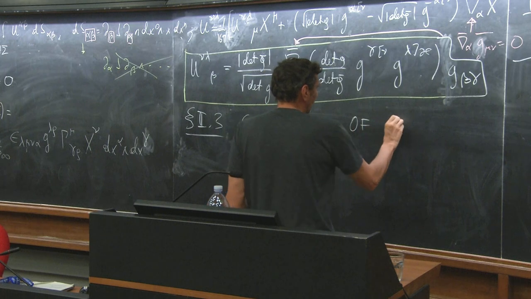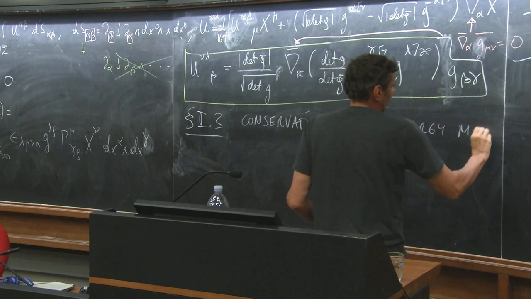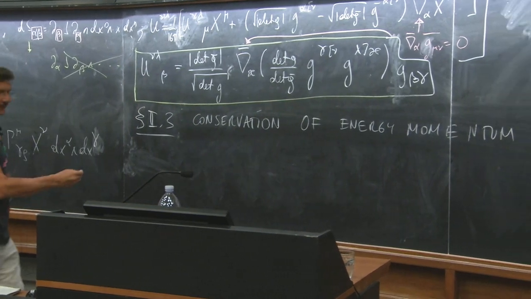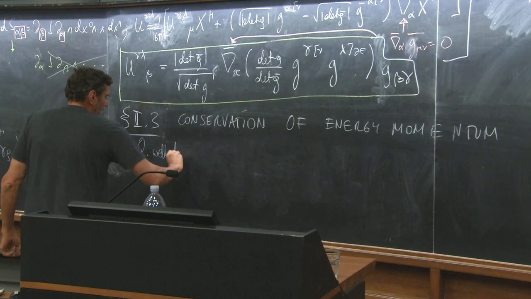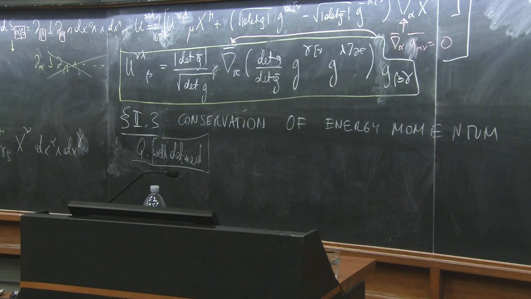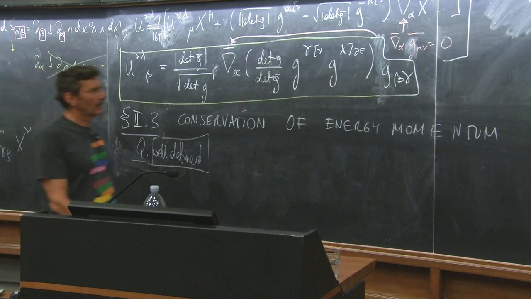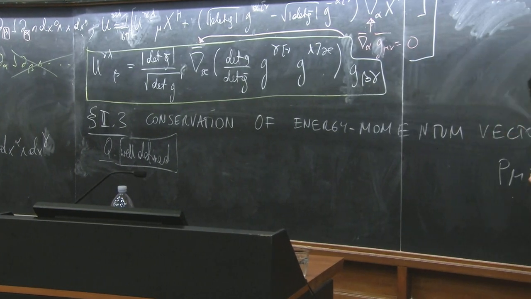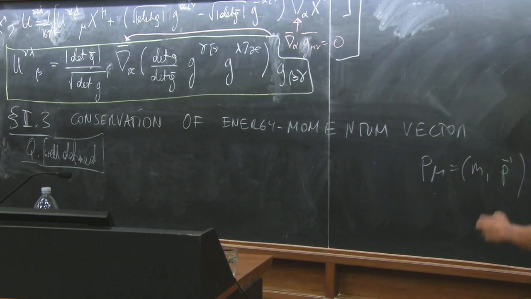So conservation of energy momentum. Well, before you talk about conservation, you should ask, is it well defined at all, right? So first question, well defined. By the way, I'm finally able to answer a question that somebody asked in my first lecture. Is this mass? Is this energy? What's the business here? Well, now here I have a four-vector, right? So this is my energy momentum vector. This is the P^mu. And the mass is actually the zero component of it.